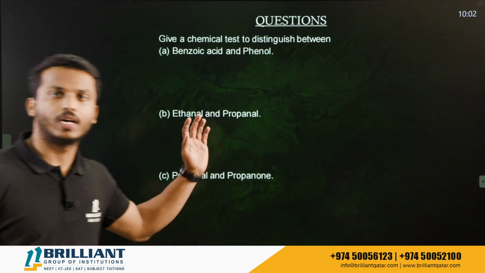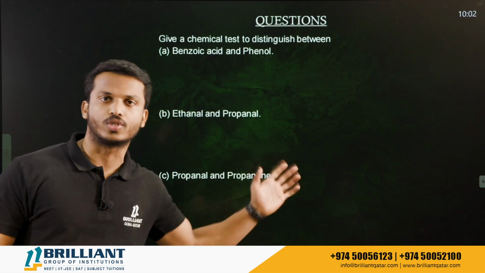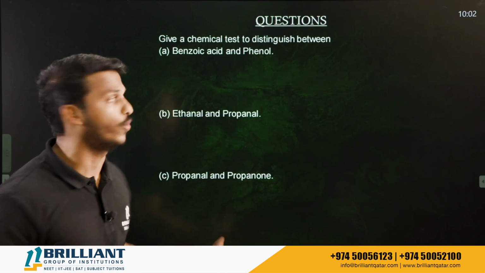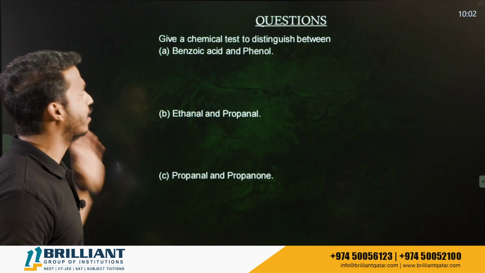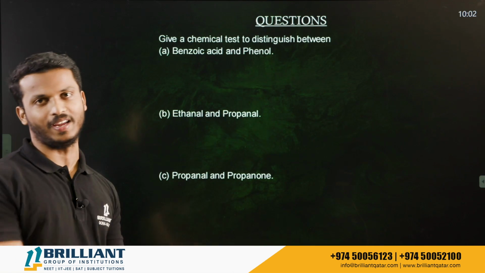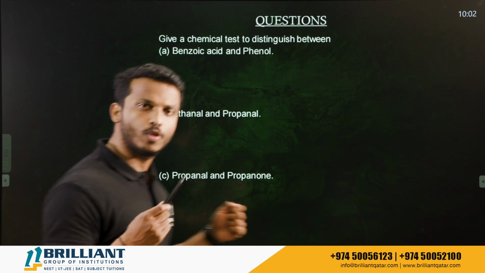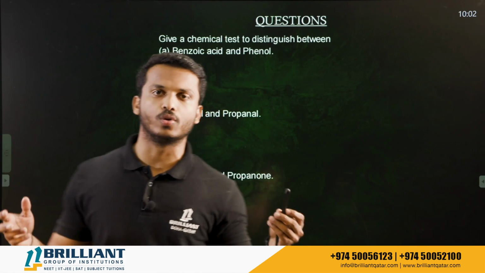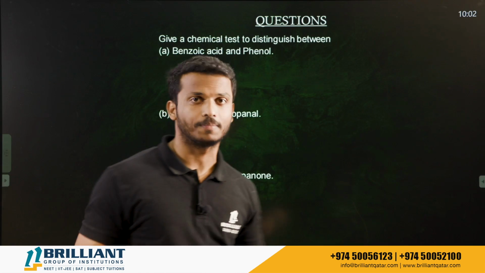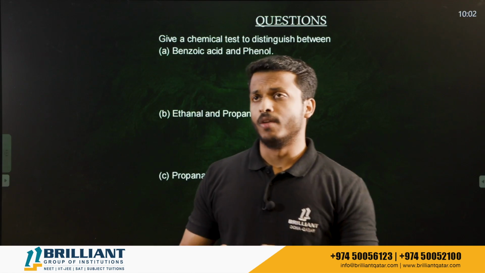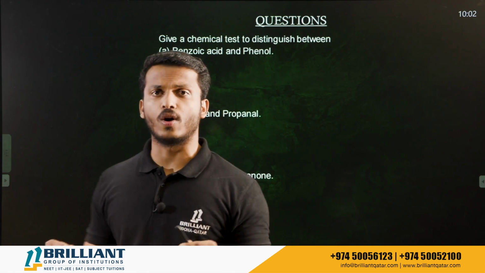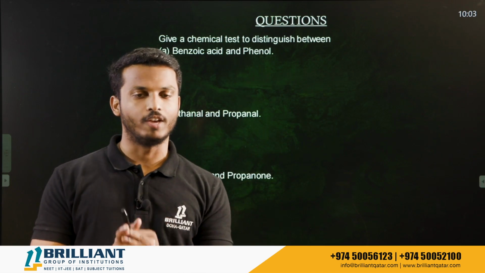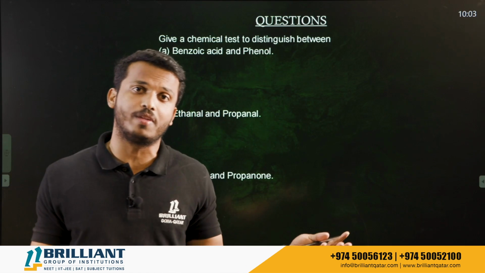Now we can go for the previous year questions, the board questions. What type of question will they ask you from this? Give a chemical test to distinguish between. They will mostly give you two compounds and ask how you can distinguish these two compounds through a chemical test. When selecting a chemical test, one should give the test and one should not. Then only we can distinguish them, right? If both give the same observation, how can we distinguish them?